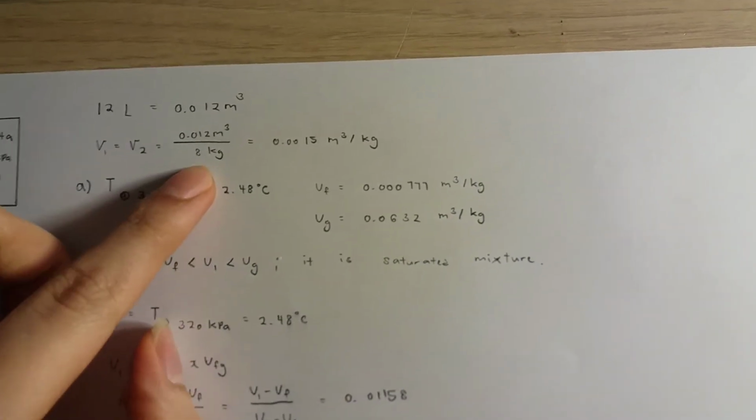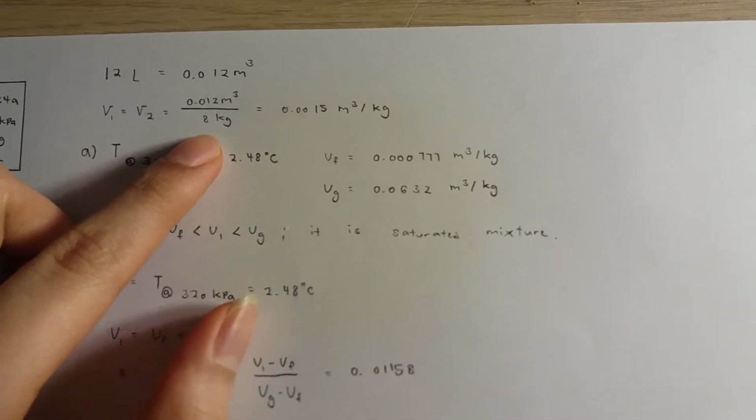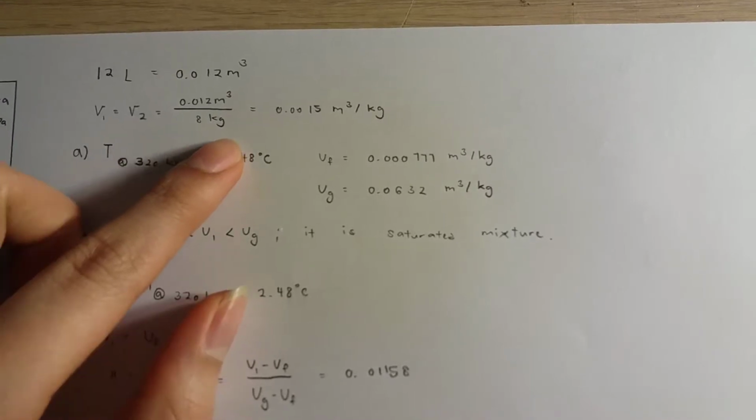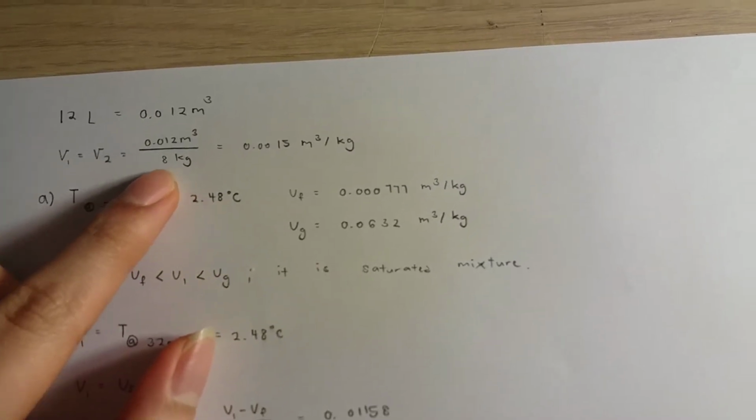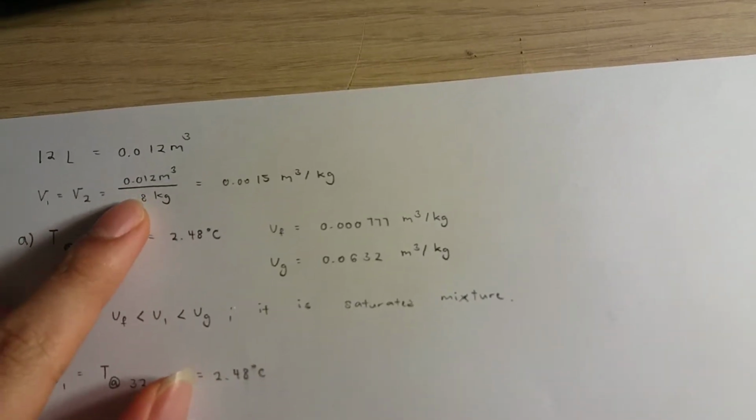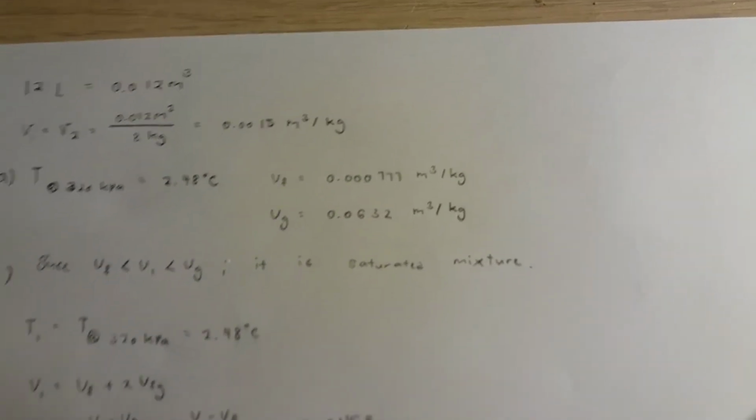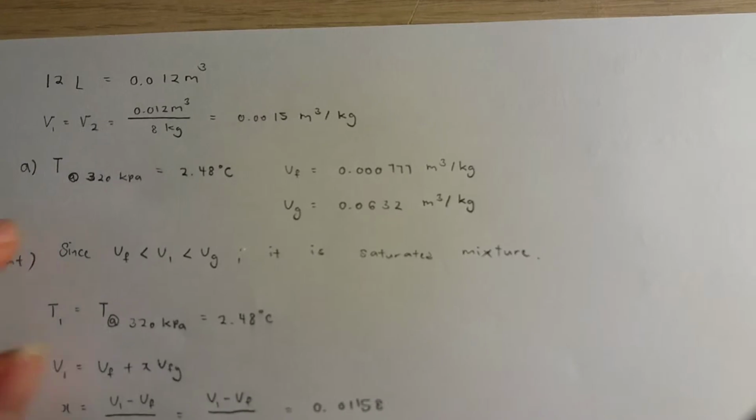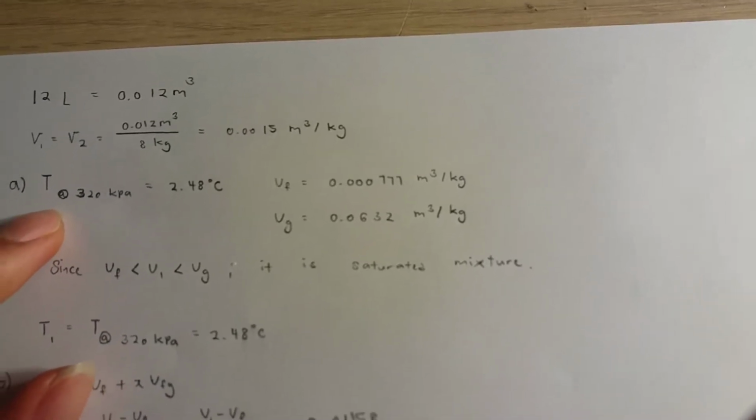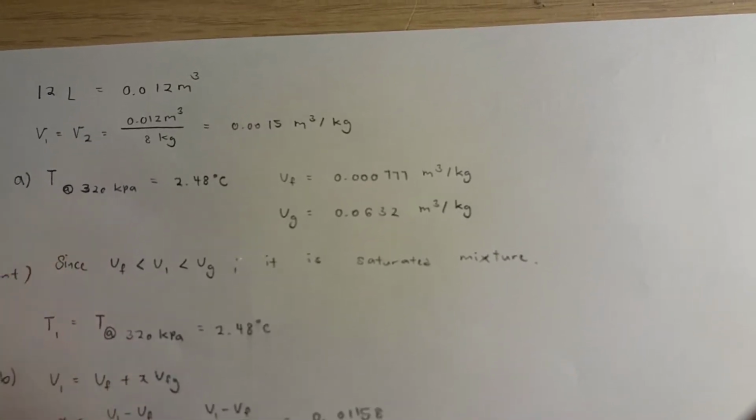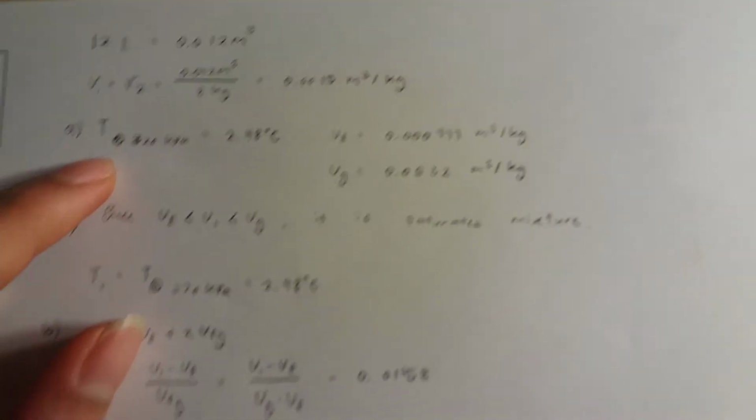For this question, it's quite tricky. They do not give you the specific volume, you have to find it out yourself, and you just have to do 0.012 over 8 divided by the mass of this tank, to get 0.0015 cubic meters per kg. So for this problem, there are two parts. Let's do the first part.